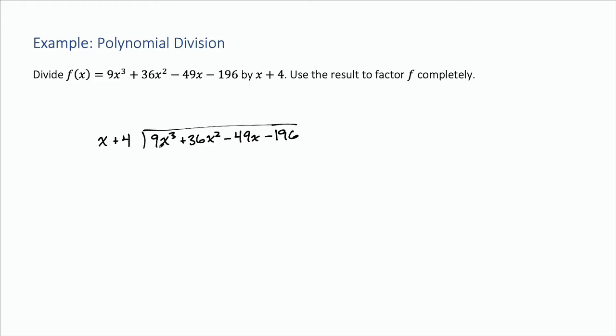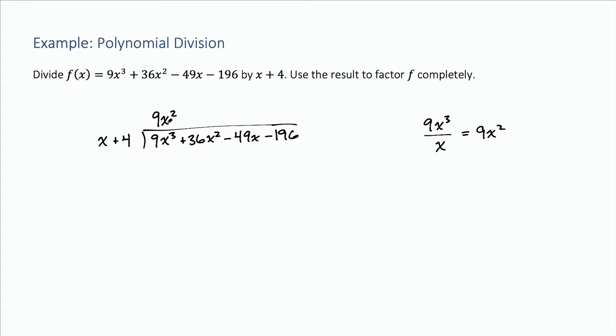To do this, we take our first term, 9x cubed, and we divide it by the first term out here, which is x. That simplifies down to 9x squared. One of the x's will cancel. And that's what we put up here.